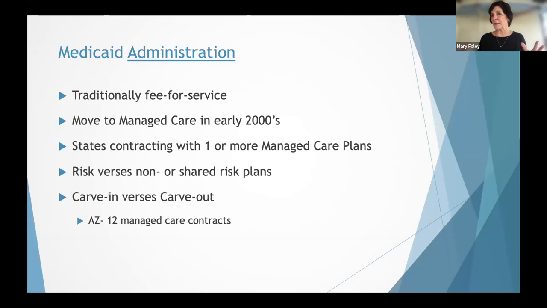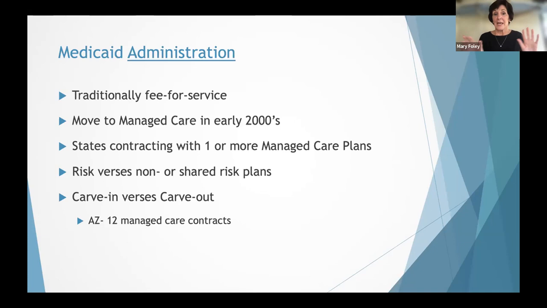But then what began happening, and this was really adding some complexity, is some states said, we are not gonna contract with just one managed care organization. We're gonna contract with several, because if we contract with several, that will create competition. And that means the vendors will have to lower their prices. So now you have a perfect scenario of public-private, okay, but you also have competition among the private corporate organizations.